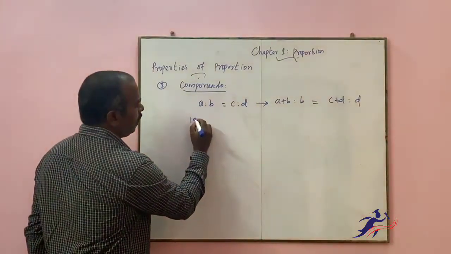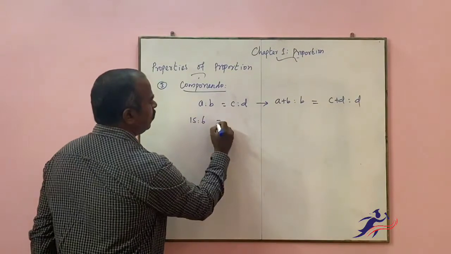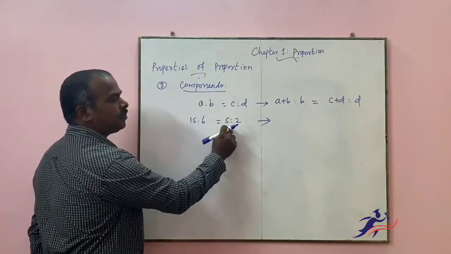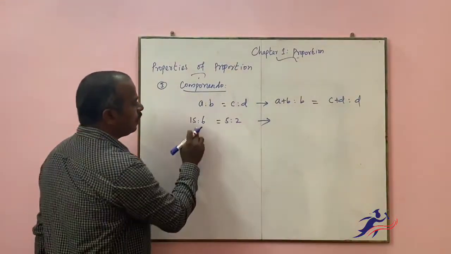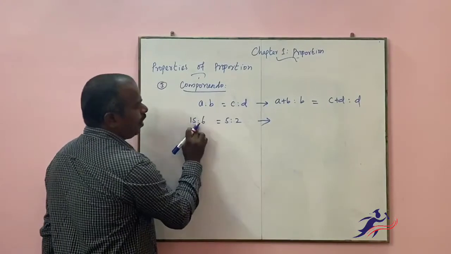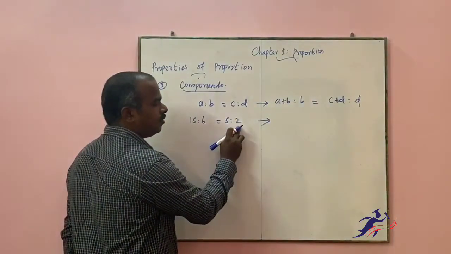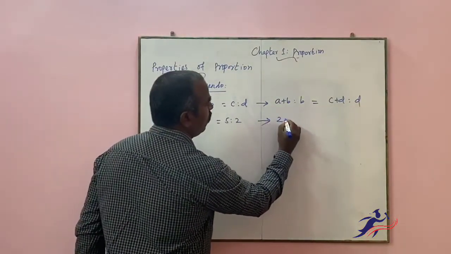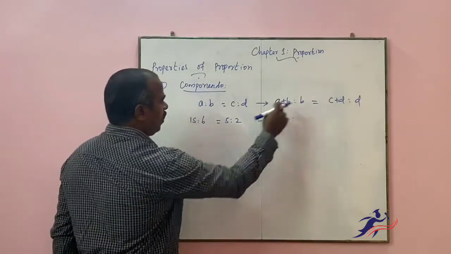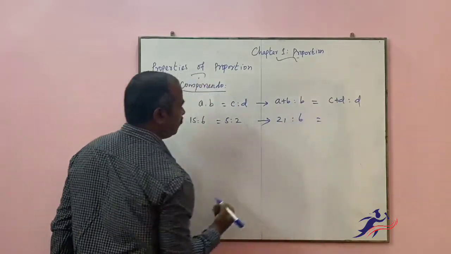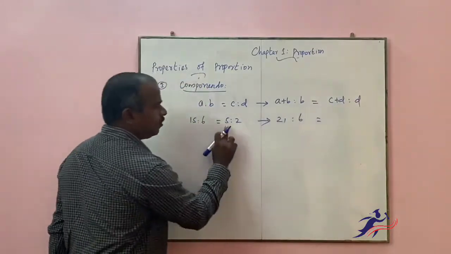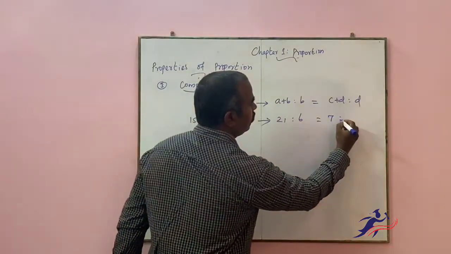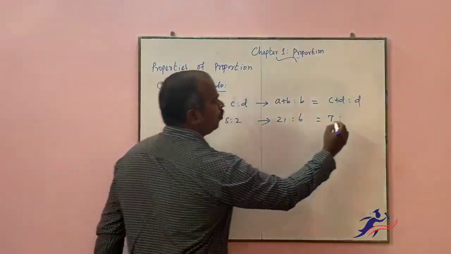That is the same thing I am taking. 15 is to 6 is equal to 5 is to 2. Then the componendo of this proportion can be written as A plus B. So this is A, this is B, this is C, this is D. So A plus B, that is 15 plus 6, that is 21 is to B is 6 is equal to C plus D, so 5 plus 2, that is 7 is to D is 2.